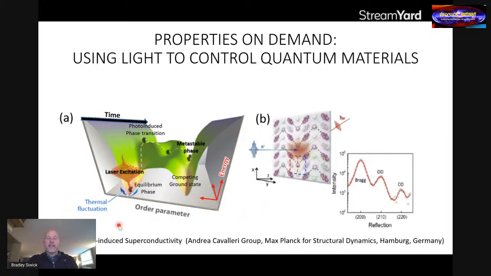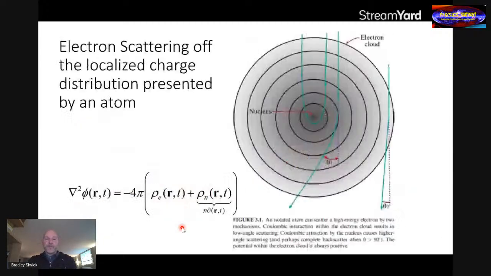Probably the most exciting example of research of this kind that has been demonstrated comes from Andrea Cavalleri's group at the Max Planck Institute for Structural Dynamics in Hamburg, where they have investigated unconventional superconducting materials and have demonstrated that through optical excitation, you can enhance superconductivity at temperatures that are even above the superconducting transition in the material. So this is a very interesting and exciting avenue for further research, where we can potentially access materials and properties that nature will not provide us naturally at equilibrium, under non-equilibrium conditions.